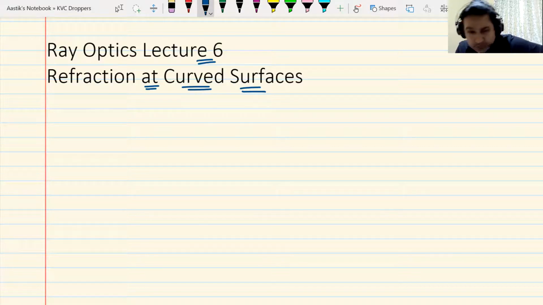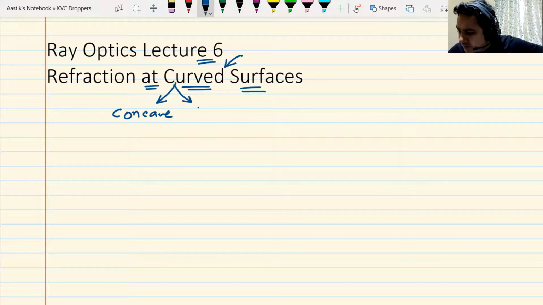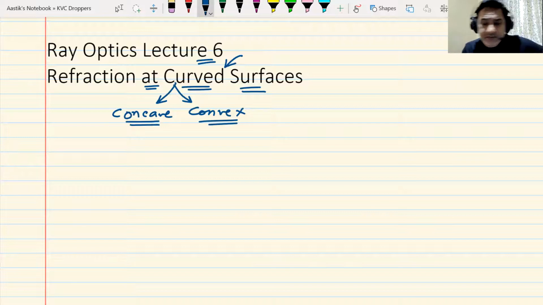Okay, in today's topic, what we are going to understand is refraction at curved surfaces. When we talk about curved surfaces, we will have two types: one will be a concave type curved surface, and the other a convex type curved surface. Do you understand the difference between concave and convex? We have seen concave mirror, convex mirror. Similarly, we have concave and convex surfaces.